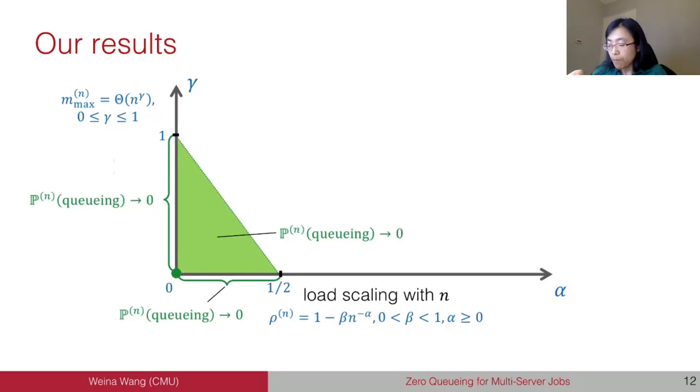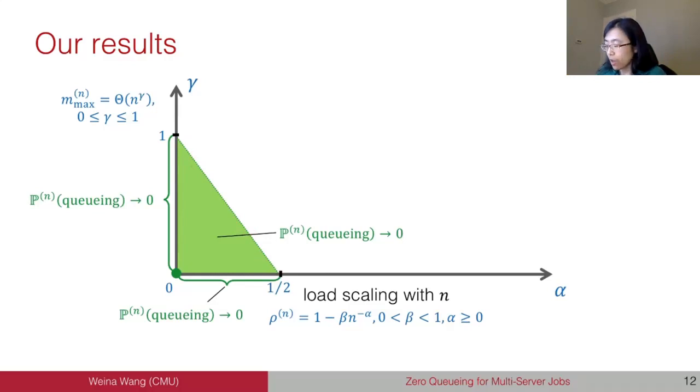And so intuitively, if we want the queuing probability to be small, then it cannot be the case where both alpha and gamma are large. So they have to be constrained. And our results give an explicit condition that guarantees 0 queuing. And this condition happens to be a linear relation between alpha and gamma.